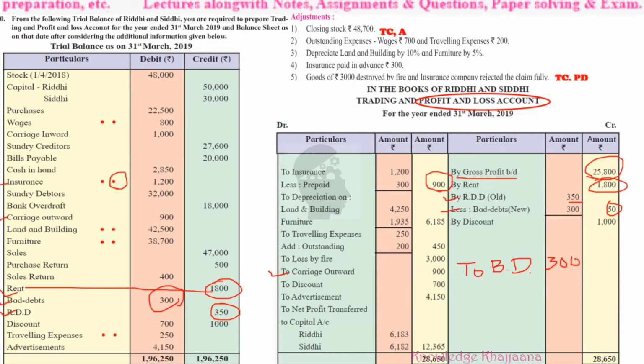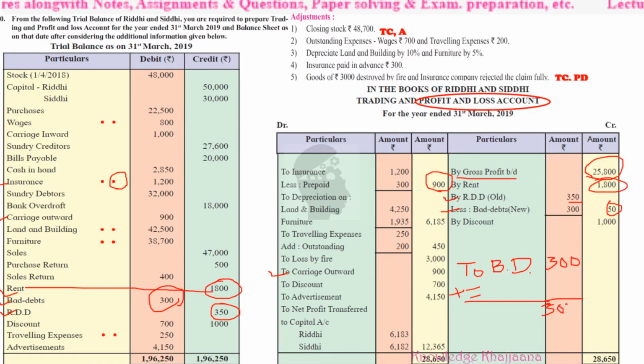And to this bad debt, what do we do? We add the other adjustments given on the adjustment side, like adding new bad debts and new RDD. We add all these adjustments to the old bad debts which have been given, and then we come across some value. But now here there are no adjustments given. So what would be the total amount of bad debt? It will remain the same, rupees 300.